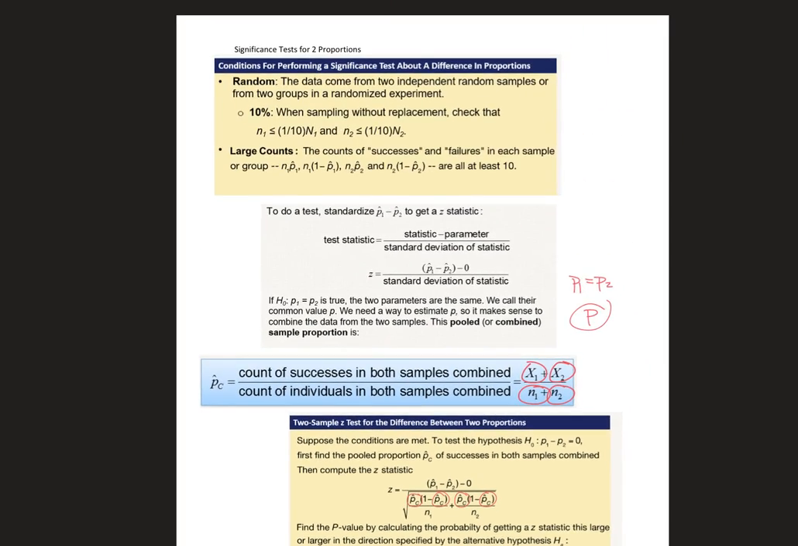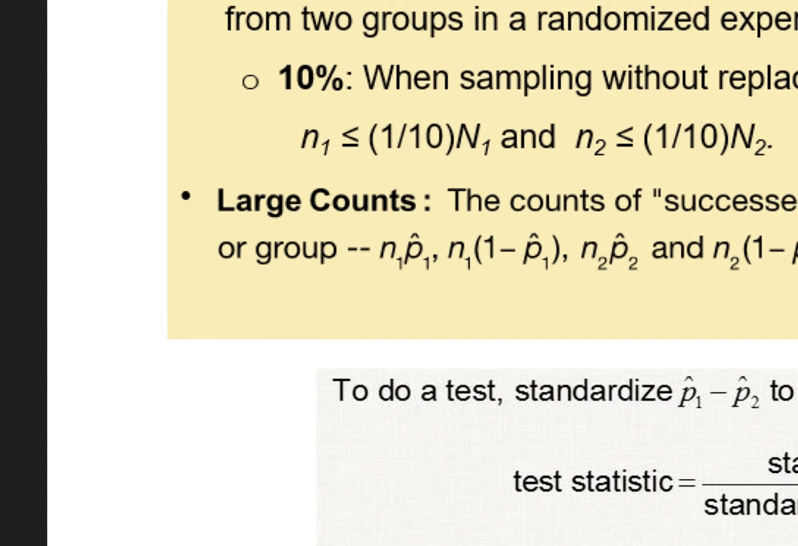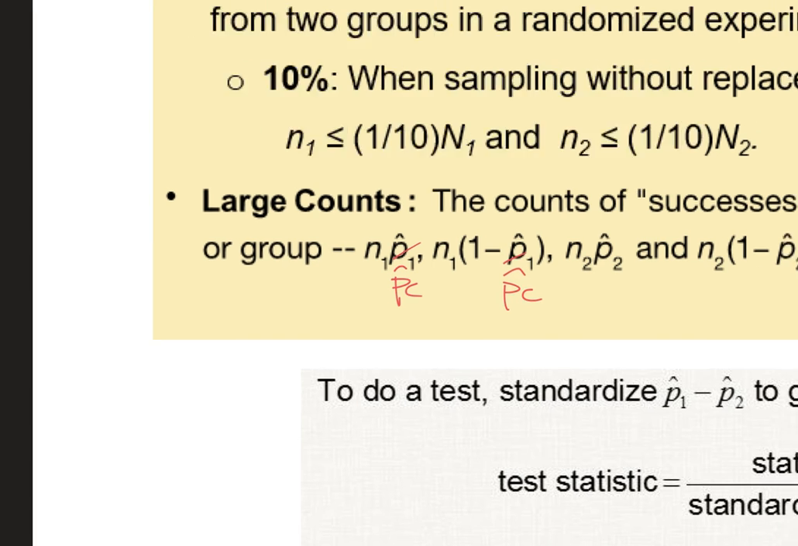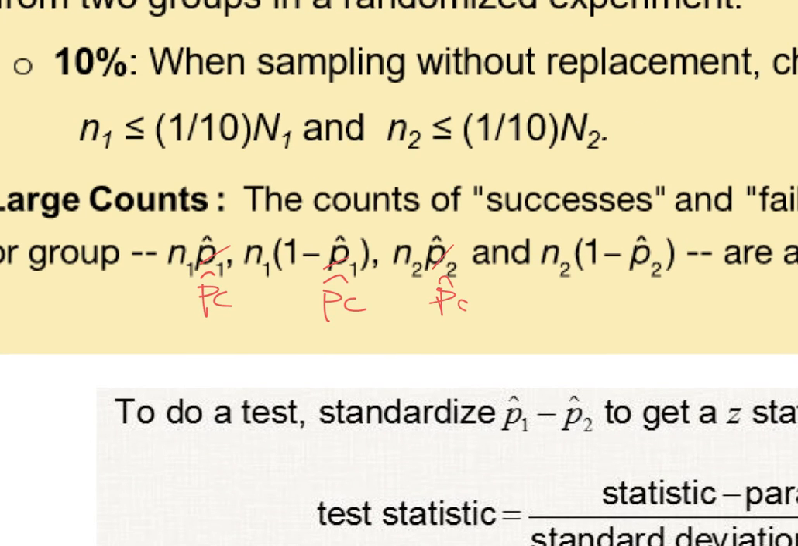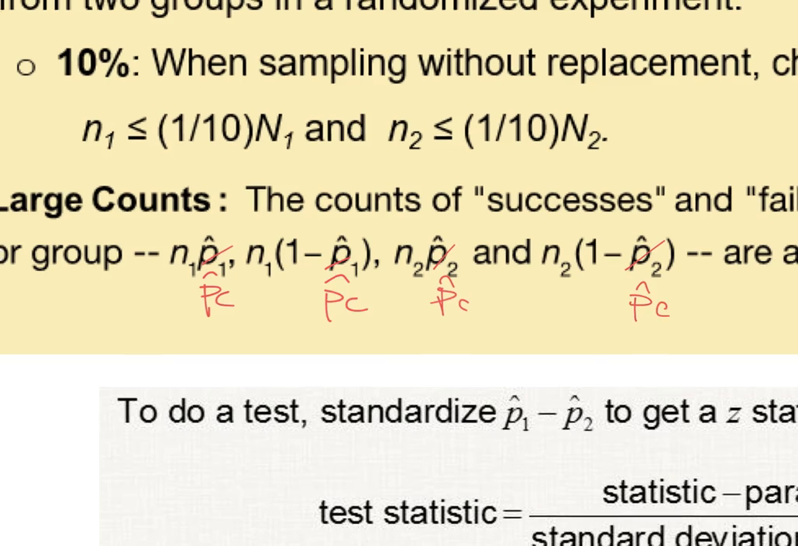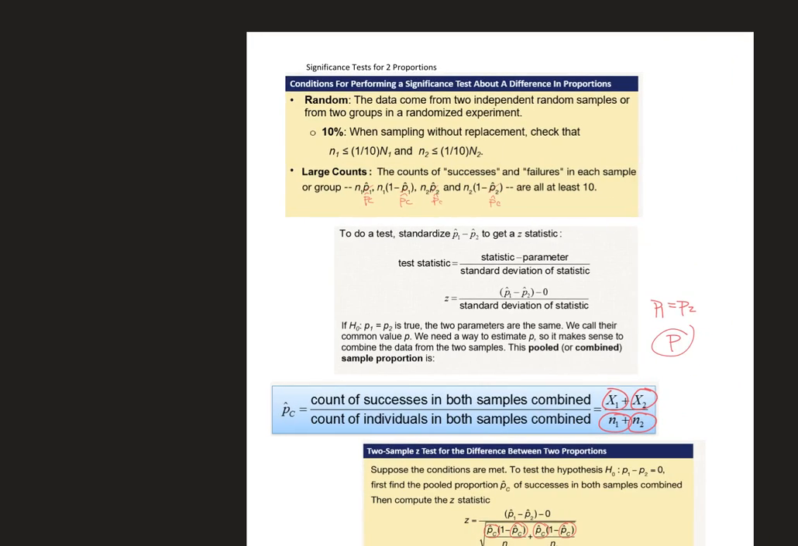However, what we're also going to have to get used to is that in our large counts condition, we're going to use that pooled value throughout. So we'll change those to p hat sub c, p hat sub c, and p hat sub c all the way through here too. And we'll talk more about that when we get back. So when it comes to the pooled proportion, we'll have to get that value and then use it in our normality check. So it'll be important for us to look at.